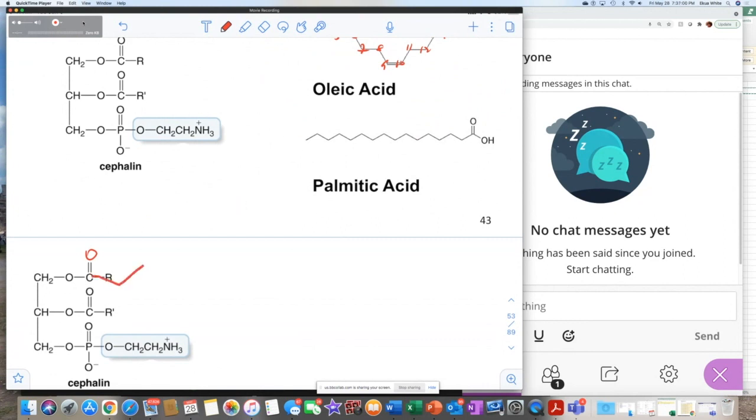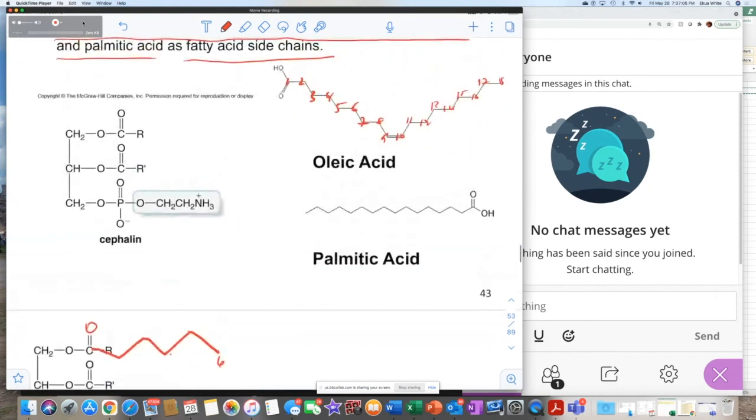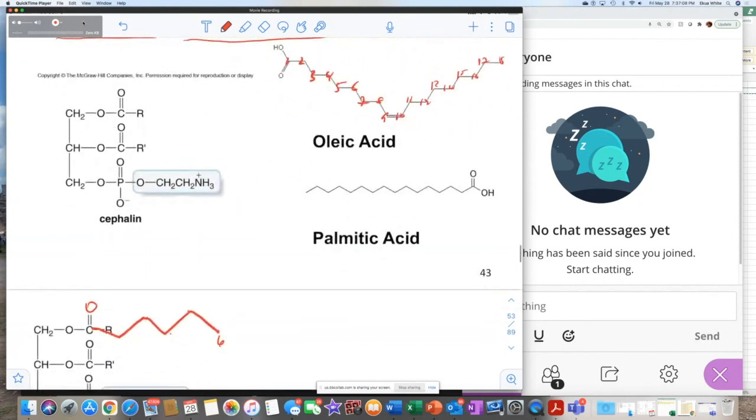First, second, third, fourth, fifth, sixth. This is 6. 7, 8, 9, double bond. 10, 11. 9 and 10 have a double bond, right? 11, 12, 13, 14, 15, 16, 17, 18. This is 18. So that's good.